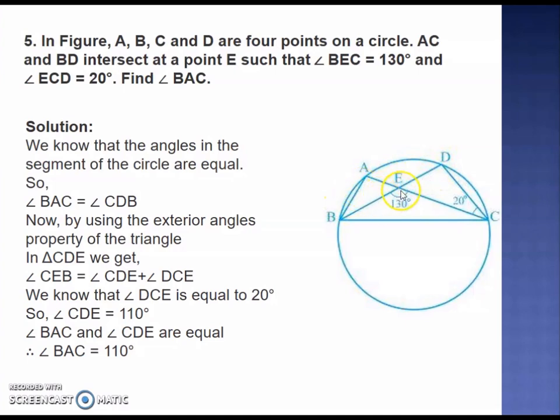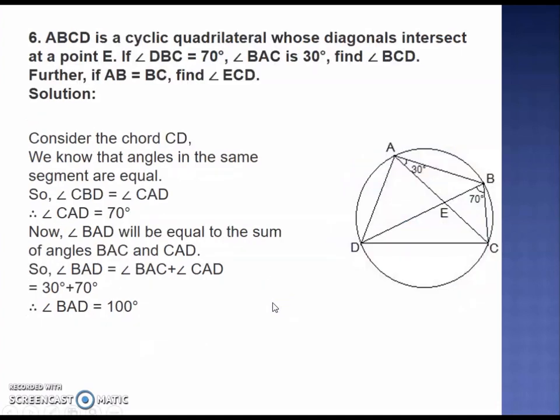So BAC and BDC are both angles in the same segment, so they should be equal. So BAC also should be 110 degrees.